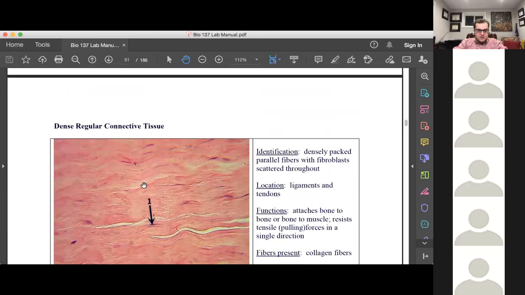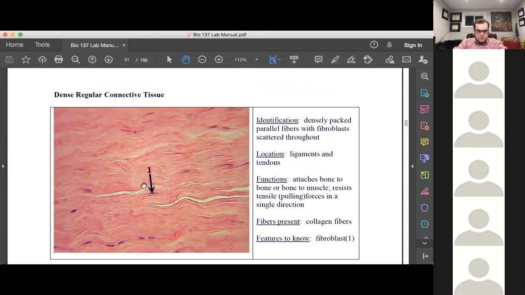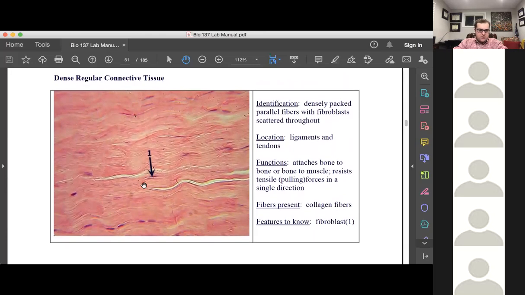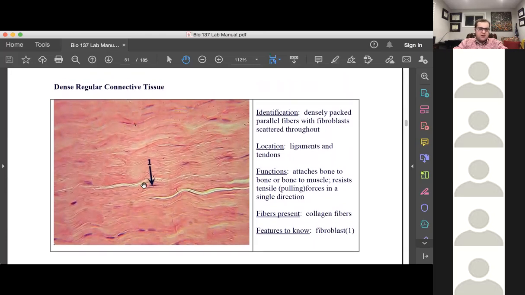Okay, next is dense regular connective tissue. I think dense regular connective tissue is going to be your tendons and ligaments, okay? And these dark stained purple areas around here, this is going to be your fibroblasts. Fibroblasts are the ones that pump out collagen and other connective fibers to produce these, okay?